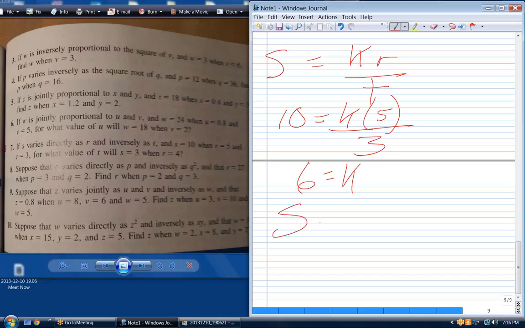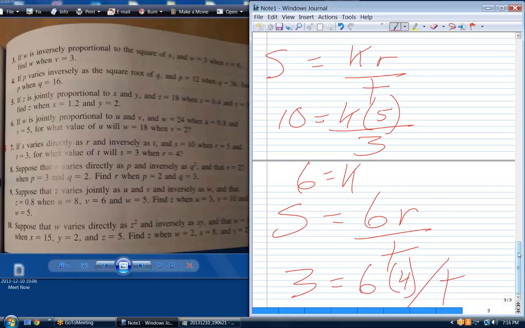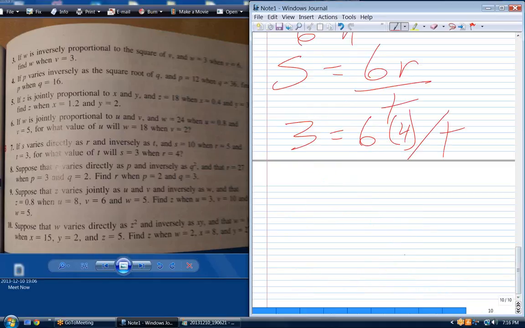Okay, and then you get S equals 6 times R divided by T, and then you get 3 equals 6 times 4 divided by T. So then with this, you multiply everything by T, so then it becomes 3T equals 24, and then divide by 3, T equals 8.